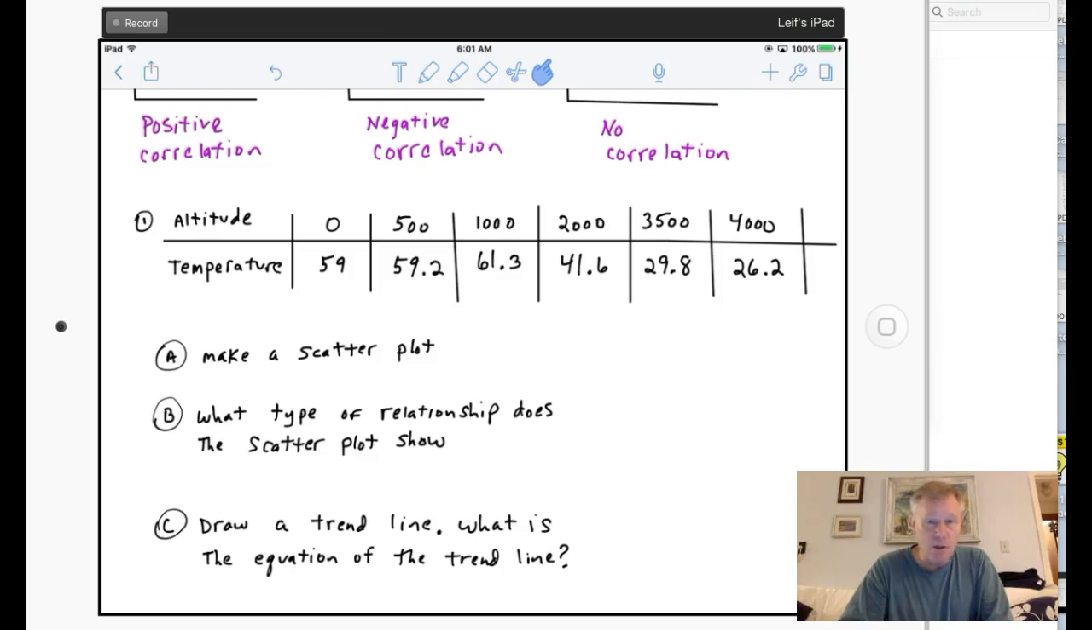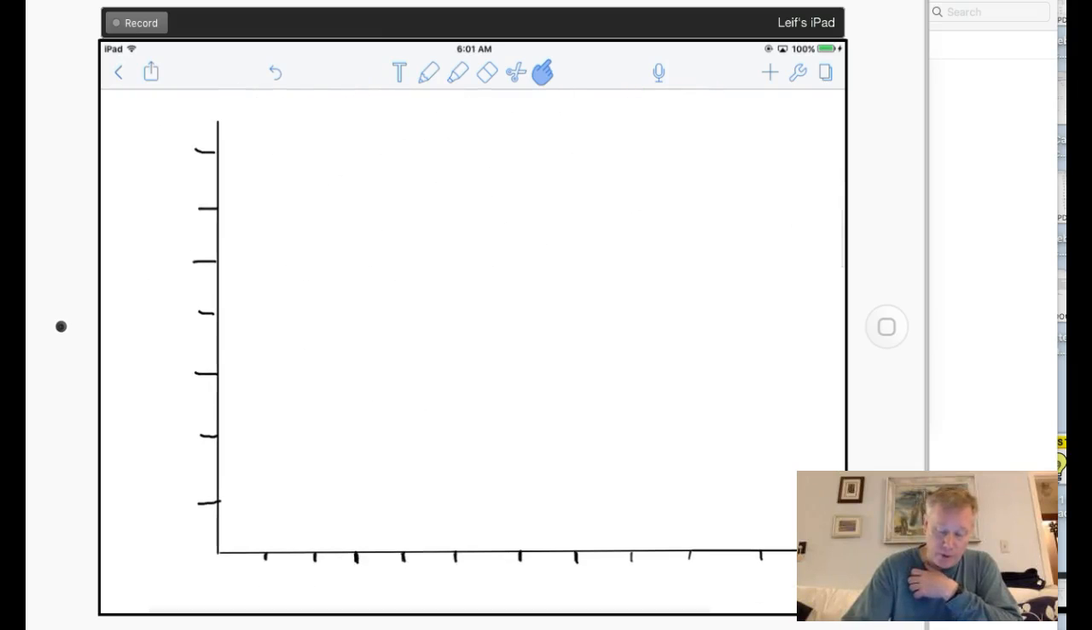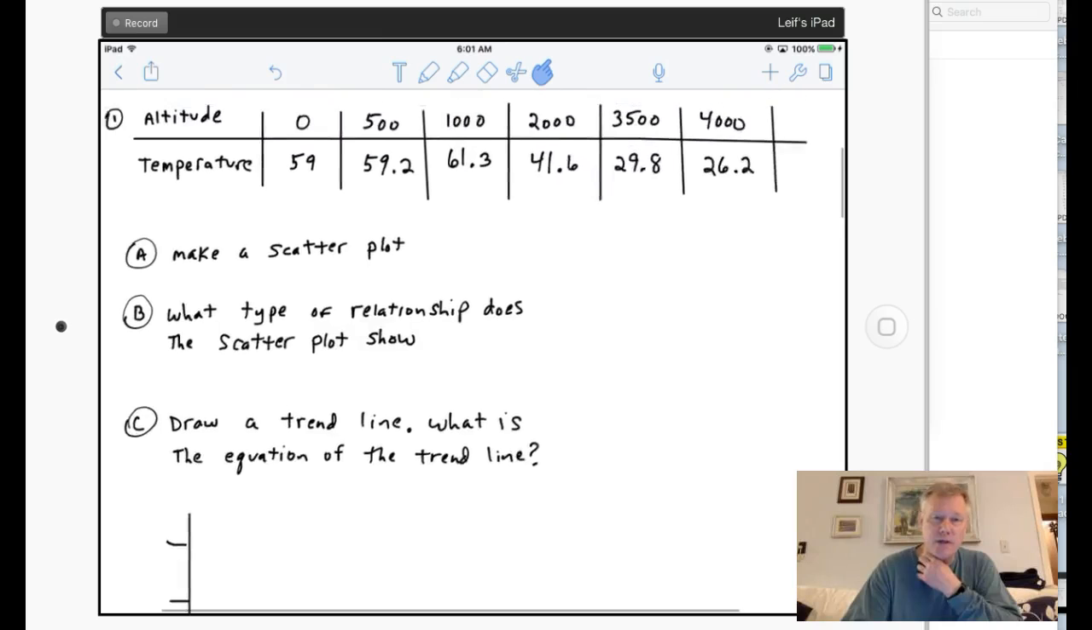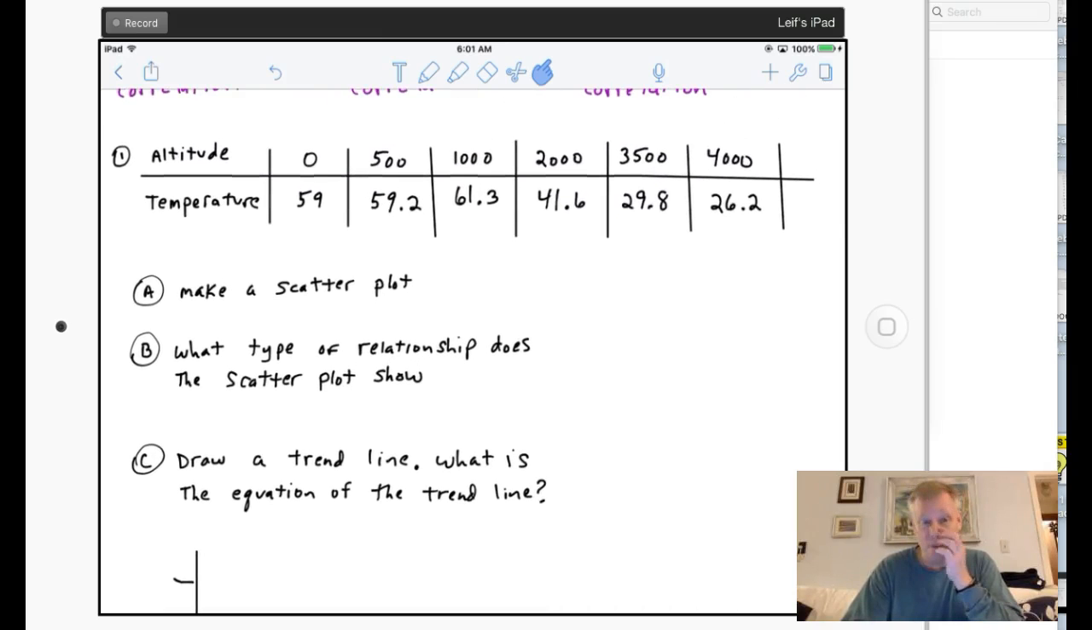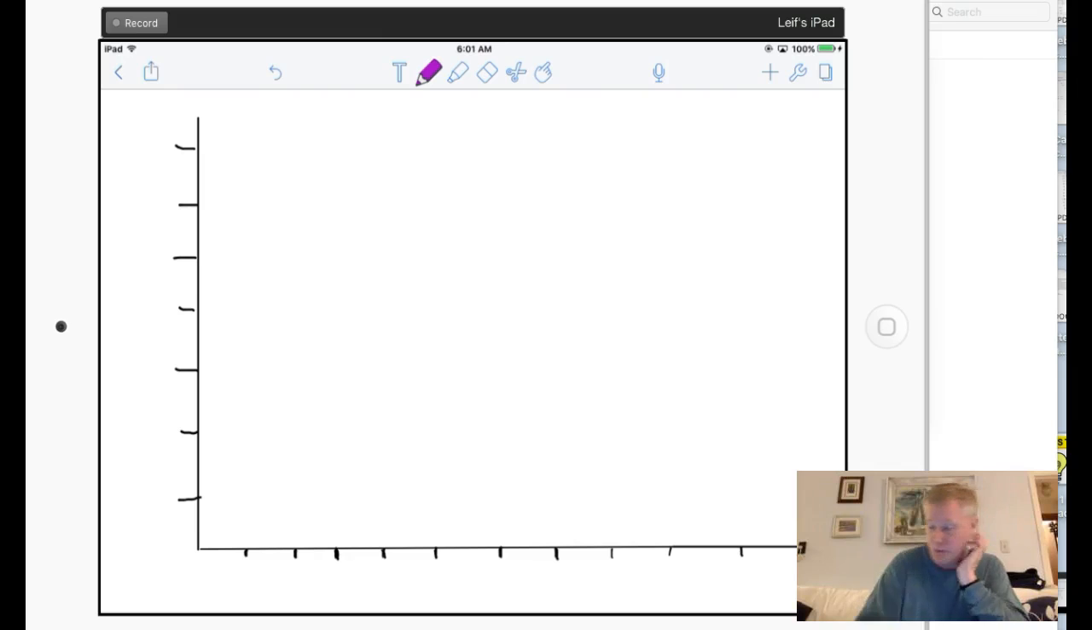So this is the data up here. I got 1, 2, 3, 4, 5, 6 points, all right? So I'm going to draw that, and then I'm going to draw a trend line in there, and then I'm going to show you how to figure out the equation of the trend line. So I've already created a little graph over here, and I'm looking at the data, and I see I have to go from 0 to 4,000. That's going to be on my x-axis. The other axis is going from 26 to 59, okay? So obviously you don't have to be perfect with these, but you should have your numbers going so that you can fit all the data in there.